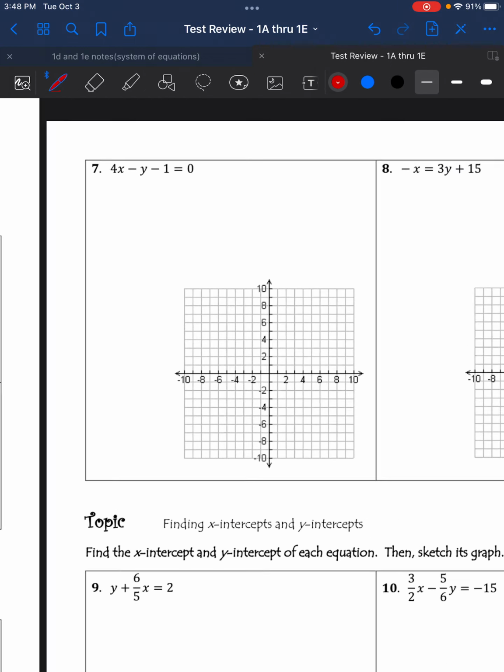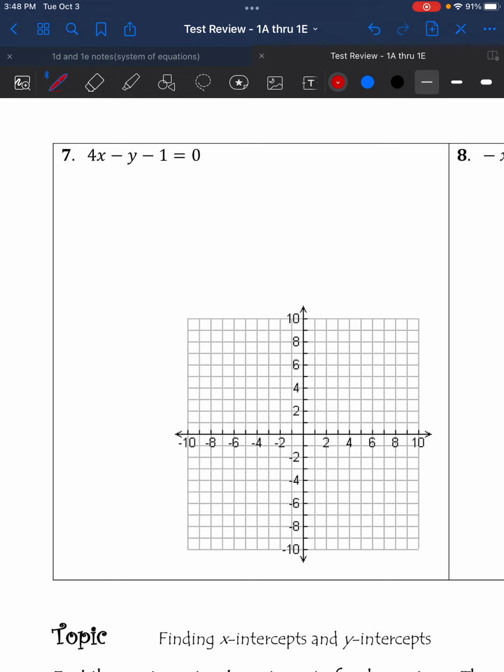All right, number 7. Again, get y equals mx plus b. The easy way here, I typically don't do it, but the easy way is to just add y. There are other ways to do this. Typically I don't move the y term, but if I add y, then it's a positive y. And now I have my y-intercept is negative 1, and my slope is 4 over 1.